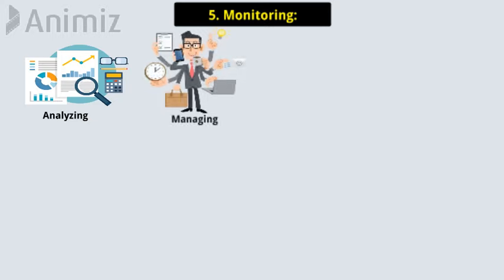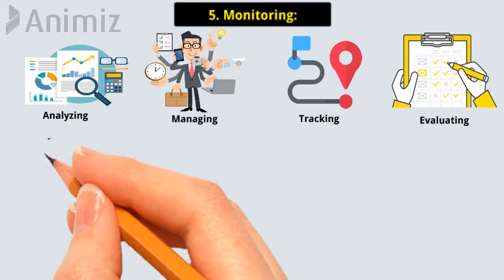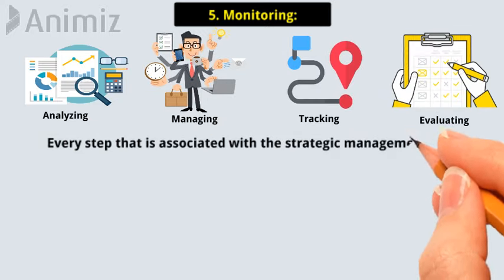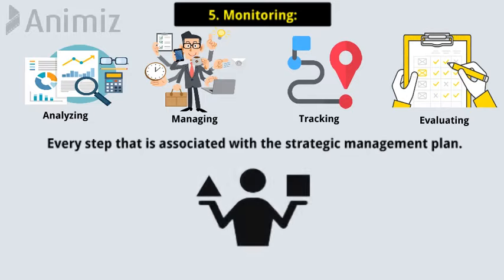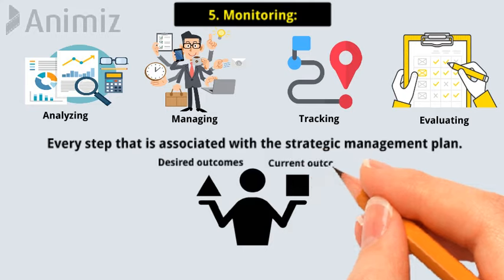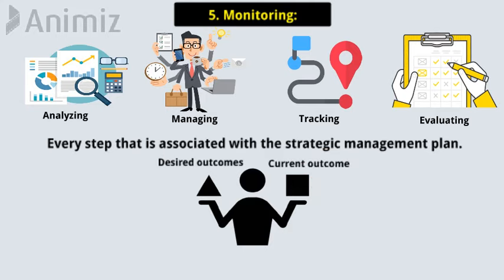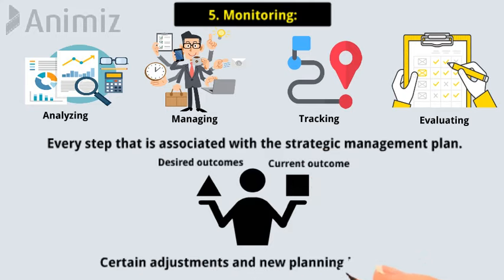Number 5. Monitoring. The monitoring stage involves analyzing, managing, tracking, and evaluating every step that is associated with the strategic management plan. By this time, you can compare the desired outcomes with the current outcome. Here, you can do certain adjustments and new planning if required.